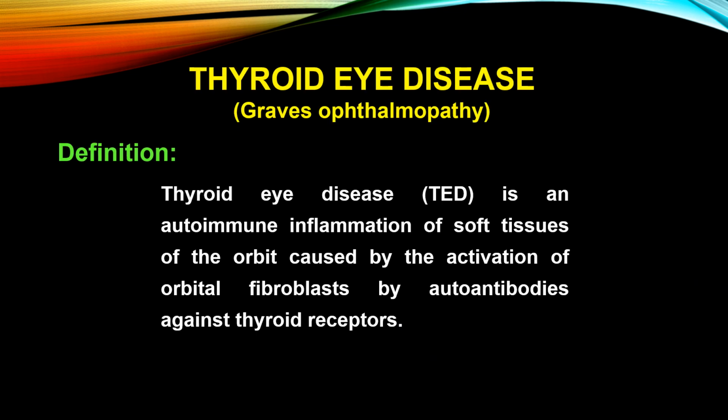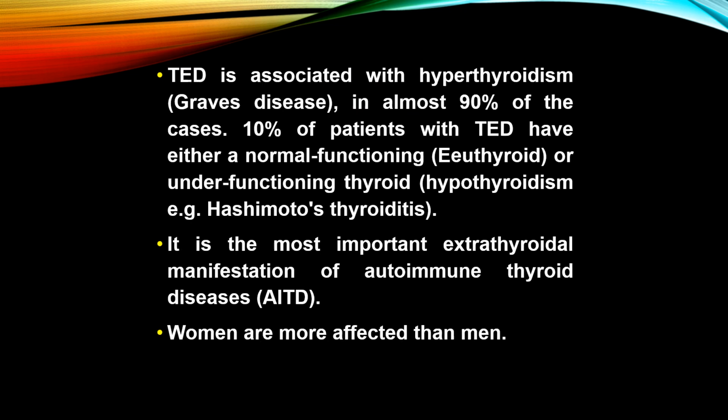Definition: Thyroid eye disease is an autoimmune inflammation of the soft tissues of the orbit. It is caused by the activation of orbital fibroblasts by autoantibodies against thyroid receptors. Thyroid eye disease is associated with hyperthyroidism in almost 90% of the patients. 10% of patients may have either a normal functioning thyroid gland or underfunctioning of the thyroid gland. It is the most important extrathyroidal manifestation of autoimmune thyroid diseases. Women are more affected than men.